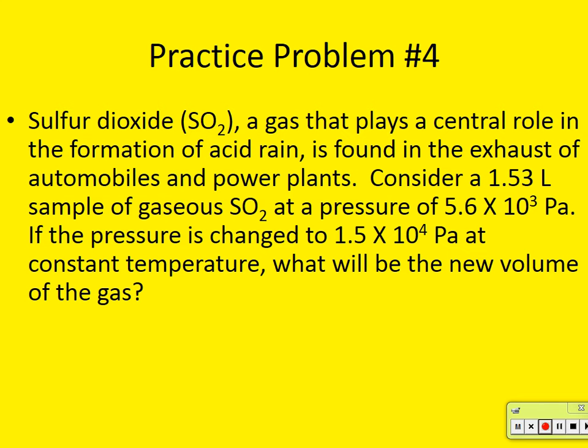What's our equation for Boyle's law? Somebody help me out. P1 V1 equals what, guys? P2 V2. Perfect. Now what I like to do when I'm reading these problems is go through and underline what they give us. It says consider a 1.5 liter sample of SO2. And then it says it's at a pressure of 5.6 times 10 to the third pascals. So is that what it finally is, or is that what we started with? That's what we started with. So P1, which is the initial pressure, what are we going to put there?